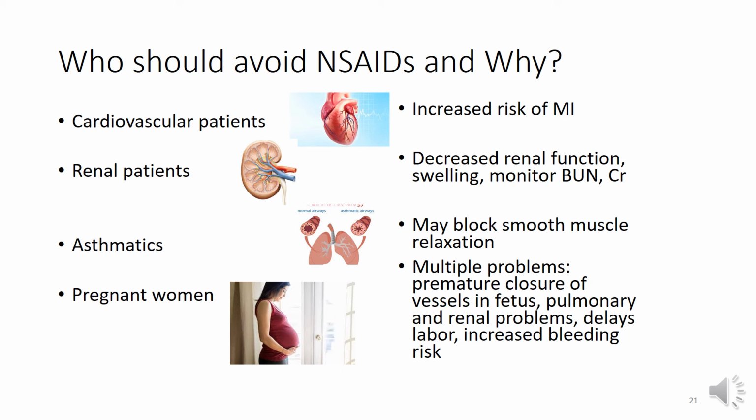You want to avoid it in asthmatics because it may block smooth muscle relaxation and cause them more trouble with wheezing and bronchospasm. You also want to avoid it to control pain in pregnant women because it can cause premature closure of the vessels in the fetus that help it get its oxygenation. It also can cause pulmonary and renal problems, and in the mother it can delay labor and increase her bleeding risk. So those 4 groups, avoid NSAIDs to control pain.